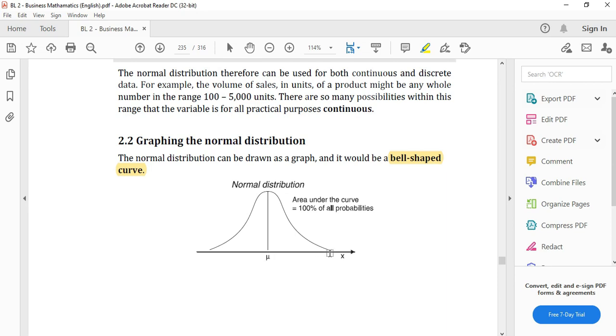Alright, so the area under this curve is equal to 100% of all the probabilities. Basically, it's equal to a probability of 1. Remember that. The area under the graph, that means whatever is under this portion, is equal to 100% of all probability.